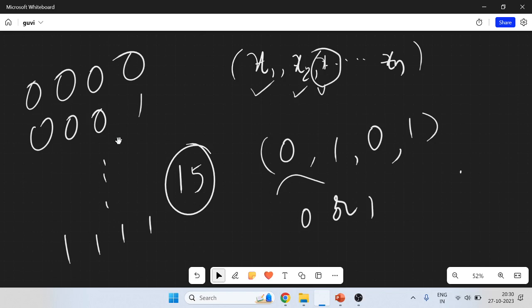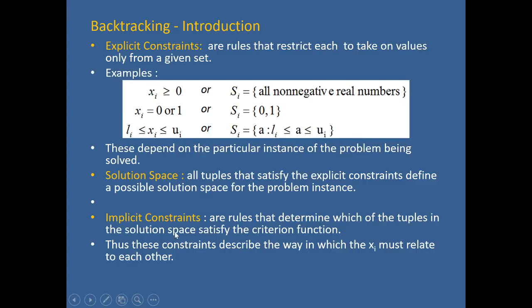For this solution space, we'll be constructing a tree soon. That tree is referred to as the state space tree. In that tree, we'll run search algorithms to search for the answer. So solution space: all tuples that satisfy the explicit constraints define a possible solution space for the problem instance. Implicit constraints are specified in the problem itself. They define how to construct this tuple and so on.